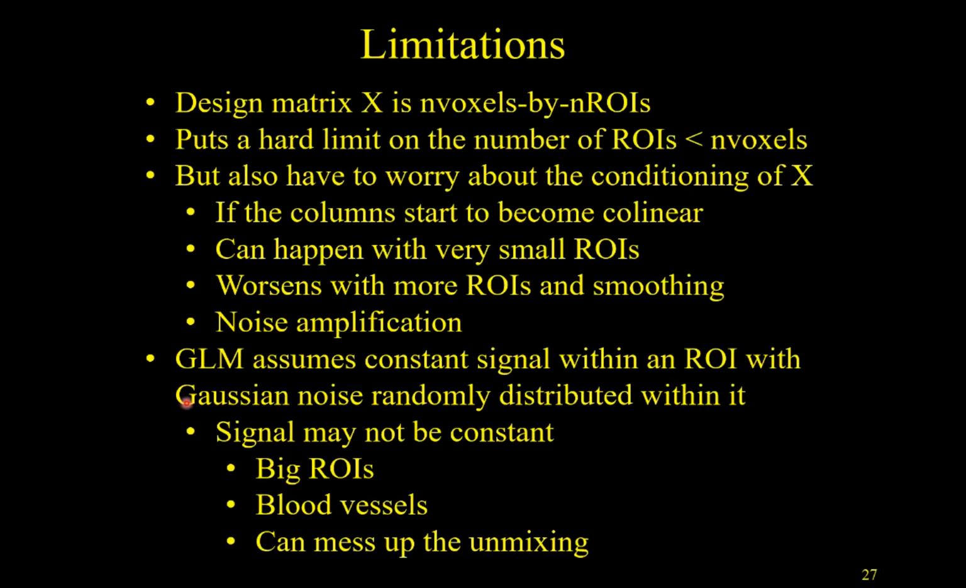Other limitations are that the GLM assumes a constant signal within an ROI with Gaussian noise distributed within it. And this isn't always the case. You might have very big ROIs and you need to make them smaller, but now if you make them smaller, you run into this first problem. There could be blood vessels in there, and these things can mess up the unmixing. So it's counting on being able to estimate how much spill in and spill out there is and to compensate for it in that way.